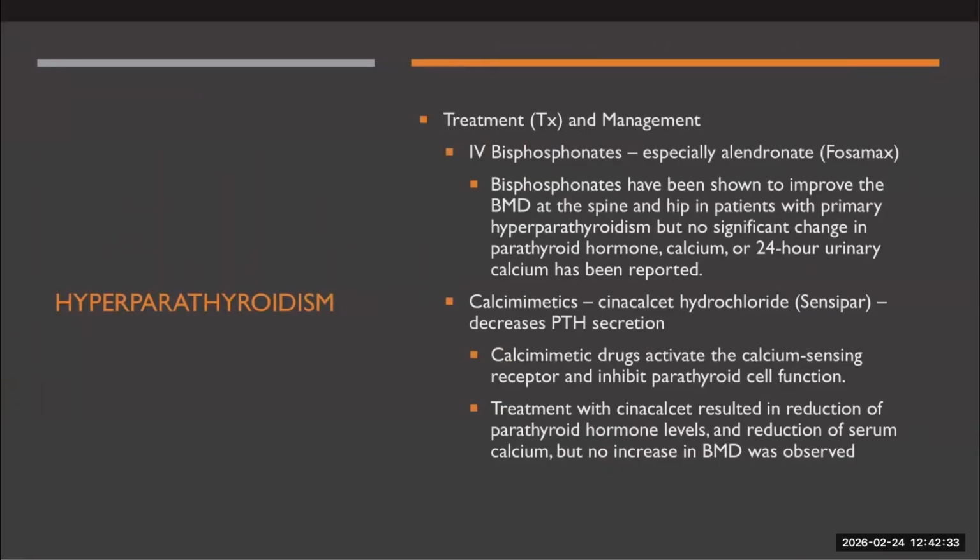Other things, we have to take care of the decreased bone density now. So we give bisphosphonates and calcium mimetics, Sensipar. These are all things that make the parathyroid more sensitive to calcium, so it shuts off the parathyroid hormone, and bisphosphonates are going to help with your bone mineral density to get that up again.